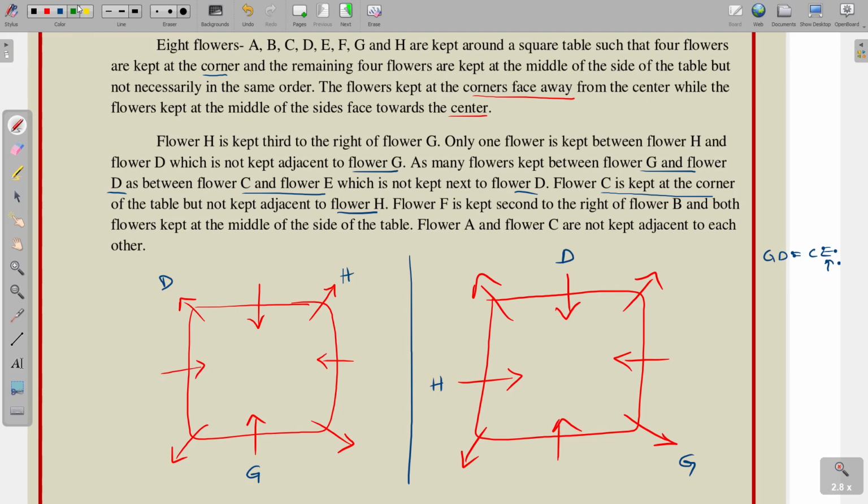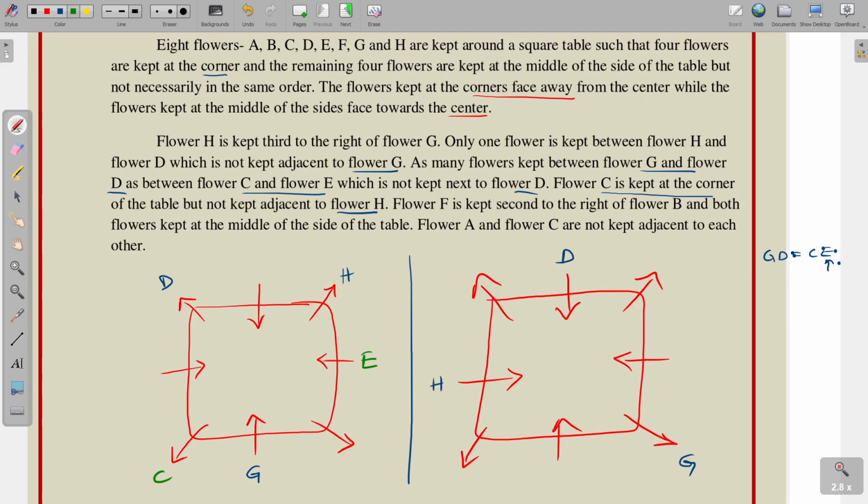So see the first possibility, if C is placed here, between G and D here 2 persons, here 4 persons are there. And suppose if C is placed here, E is placed here. So between C and E here 2 persons, here 4 persons are there, and also E is not adjacent to D and C is placed at the corner. It is the first possibility.